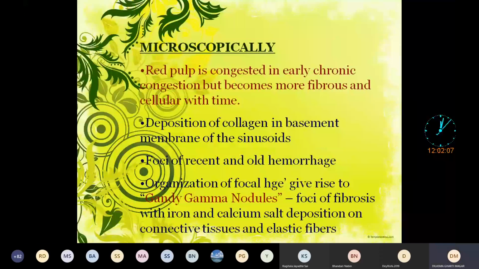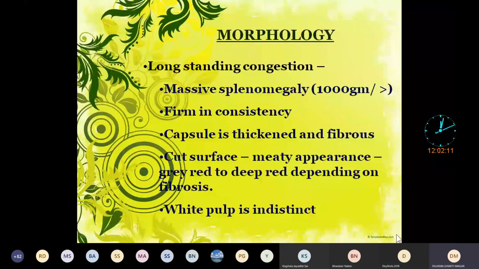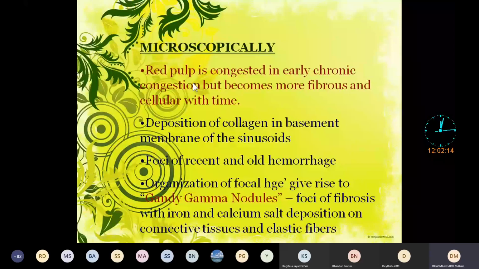Now I told you about the gross disease, isn't it so? Now microscopically, the red pulp is congested in early chronic congestion, but it becomes more fibrous and cellular with time. Because of the fibrosis, it becomes cellular with time. But in the early cases, more and more red pulp will be seen and the spleen will look congested. But later on, in long-standing cases with fibrosis, it will be cellular with time.